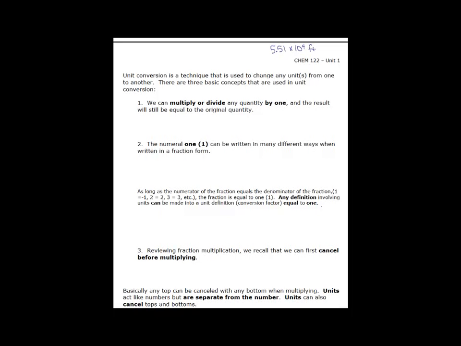So you can take 3 grams and multiply it by 1, it will still be 3 grams. Sorry, I think I said divide it by 1, it will still be 3 grams. You can multiply it by 1 and it will still be 3 grams.